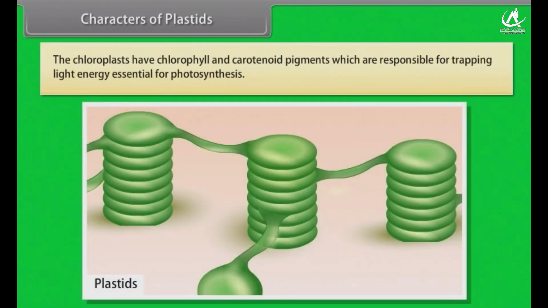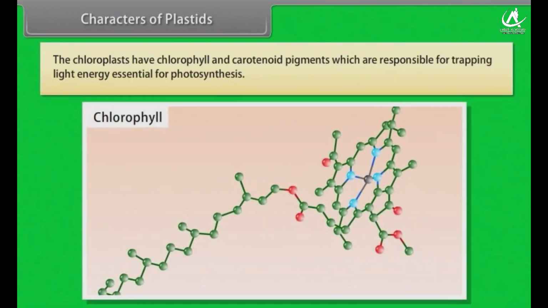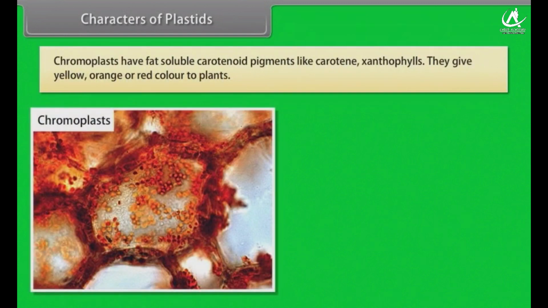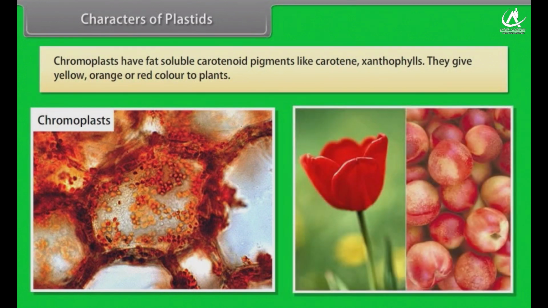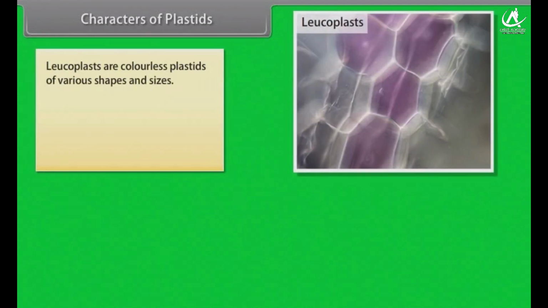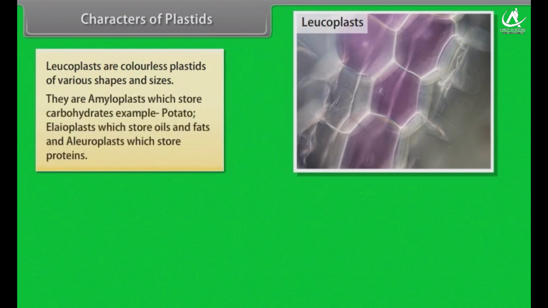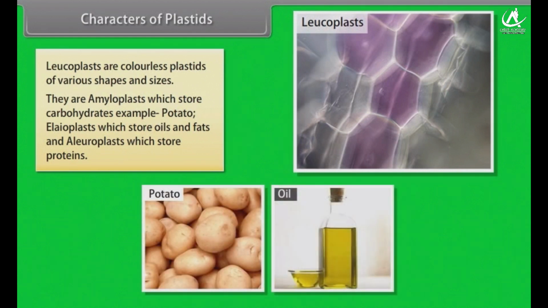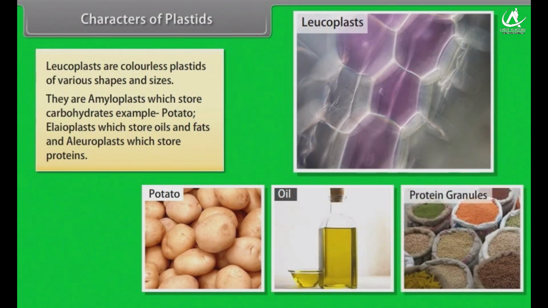The chloroplasts have chlorophyll and carotenoid pigments which are responsible for trapping light energy essential for photosynthesis. Chromoplasts have fat-soluble carotenoid pigments like carotene, xanthophylls. They give yellow, orange, or red color to the plants. Leucoplasts are colorless plastids of various shapes and sizes. They are amyloplasts which store carbohydrates, example, potato, elaioplasts which store oils and fats, and aleuroplasts which store protein.